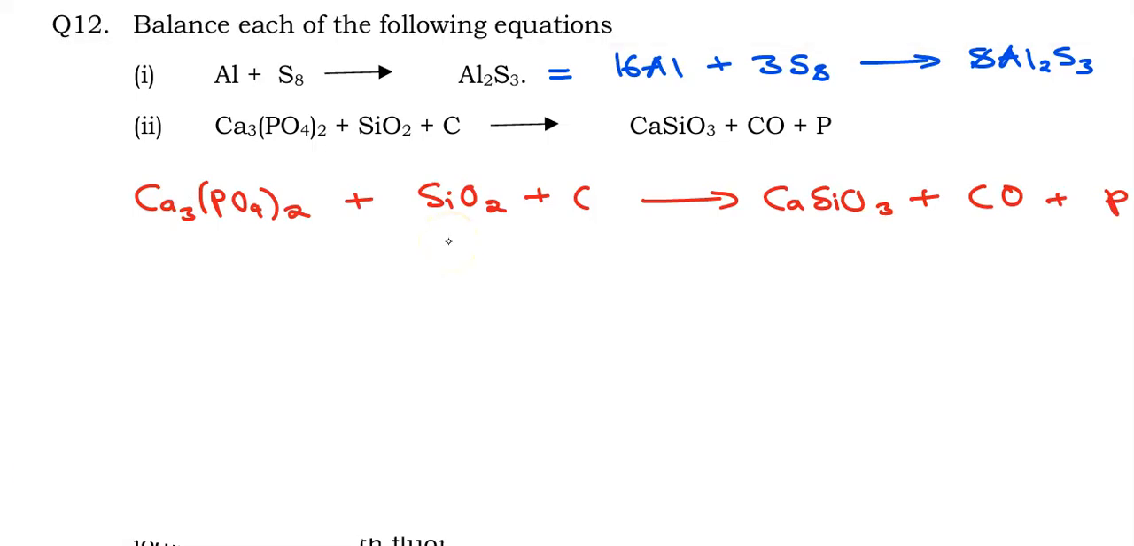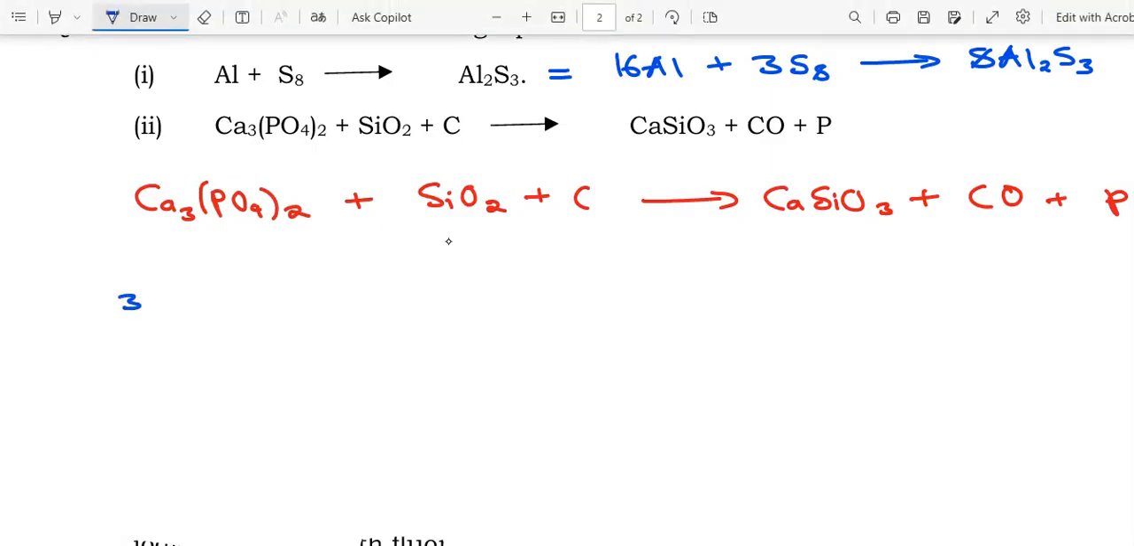Okay, so what we are going to do now, we are going to start with calcium here. Calcium, we have 3 atoms of calcium, and here we only have 1. We can look to this side, we only have one atom of calcium. So to balance this, we are going to put 3 here. By so doing, we've balanced the atoms of calcium.